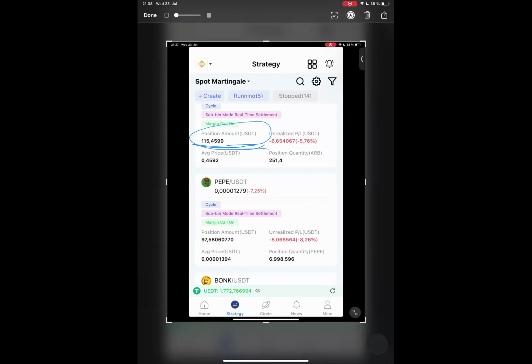Wait. So this is ARB, okay? 115 has been invested in it. Now ARB has dropped by -5.76%, which is 6.6 USDT out of this 115. So if I should sell this coin at a loss, I'm selling at a loss, not the robot. It's possible I could do that, but if I do that, I'm going to lose 6.65 out of this.